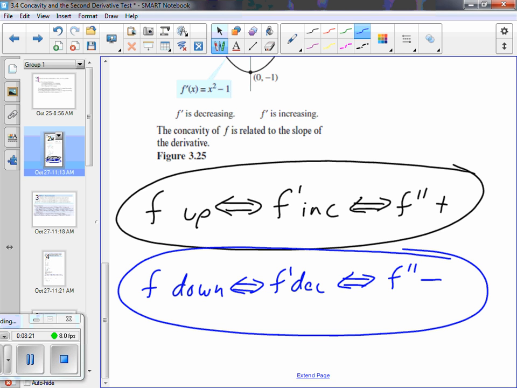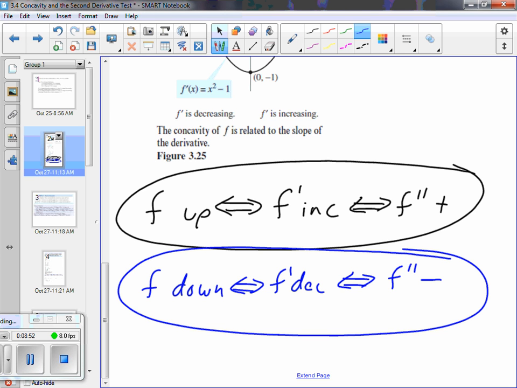You can jump in there anywhere. You can start in the middle with f prime is decreasing and conclude both those other things, that the second derivative is negative and that f is concave down. You can start at the right end with f double prime is positive and work your way to the left. F double prime positive means f prime is increasing, means f is concave up. You follow me? Does all that make sense?